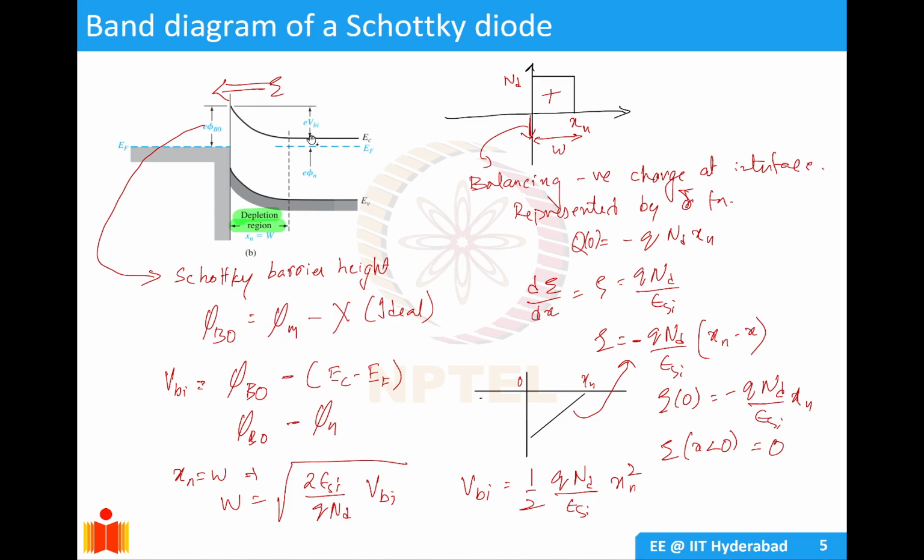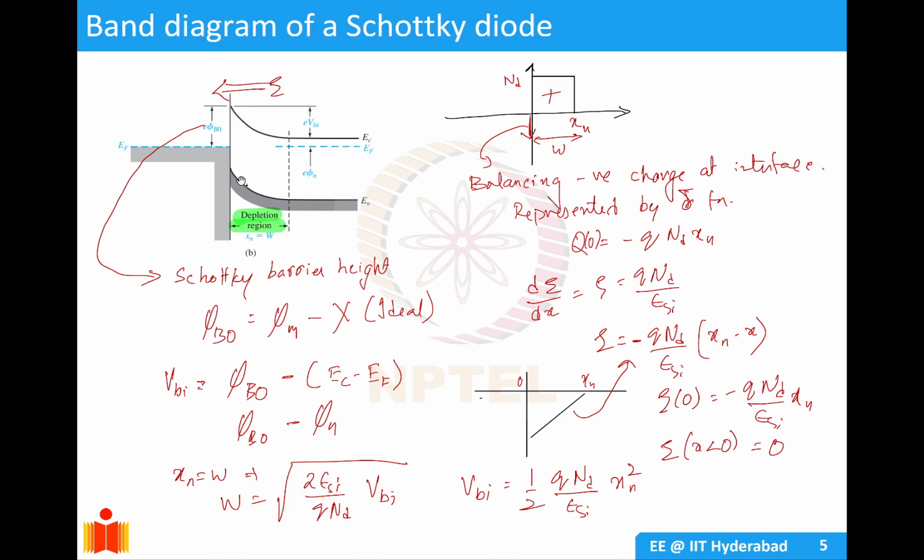And next is your VBI, which is the built-in voltage, which is the difference between your EC at the contact and EC in the bulk. And you can see it is basically the subtraction of your Schottky barrier height minus your phi n, which is EC minus EF. So VBI is equal to phi b naught minus (EC minus EF), or phi b naught minus phi n. So phi n is the energy of your doping, which is the difference between your EC and EF.